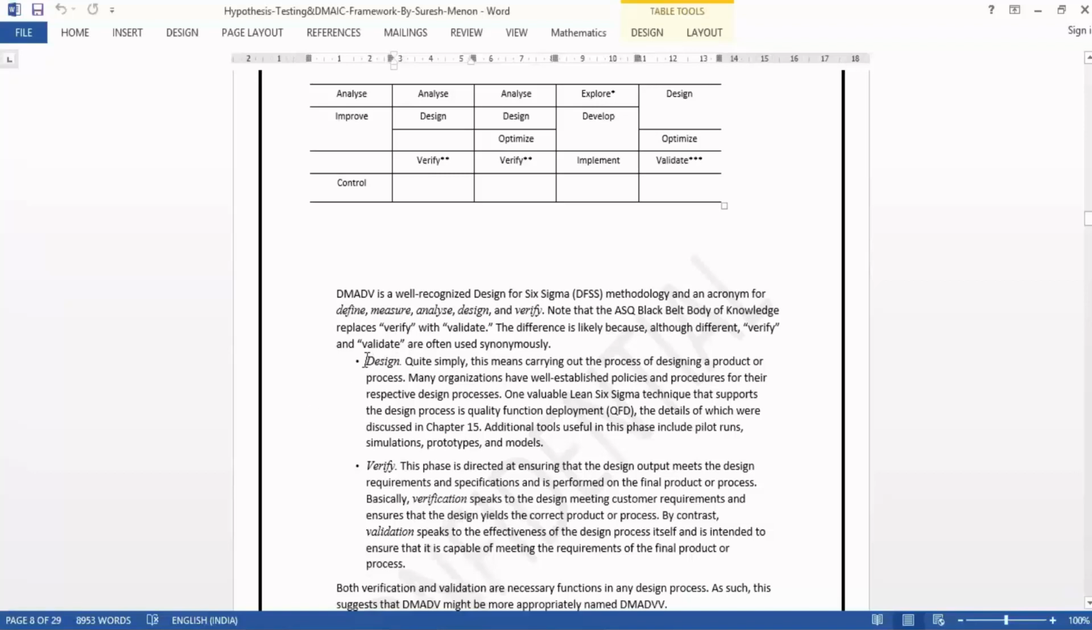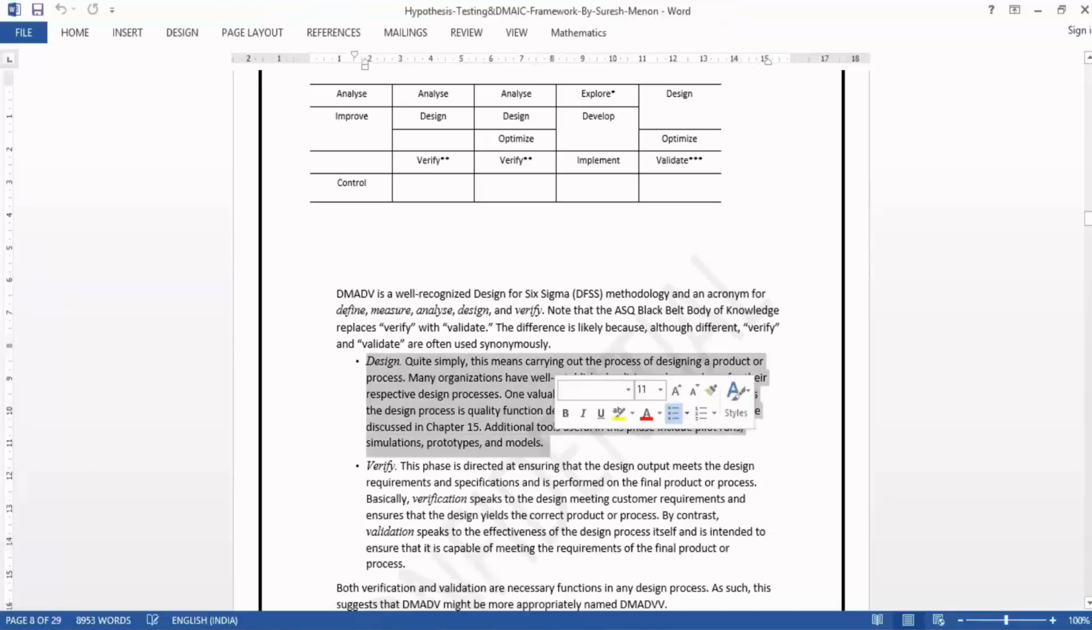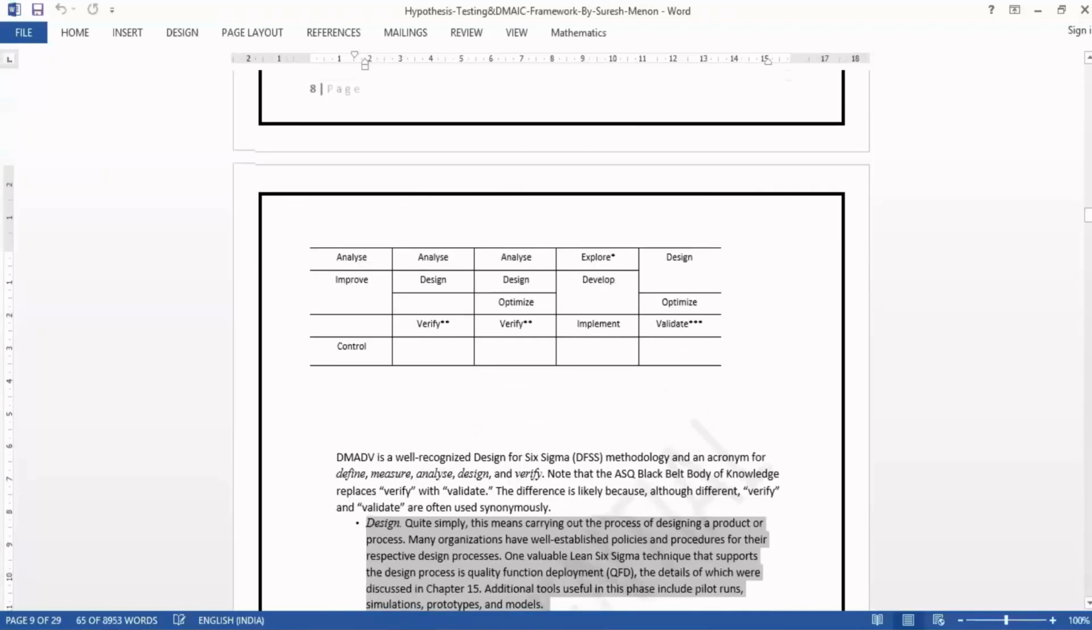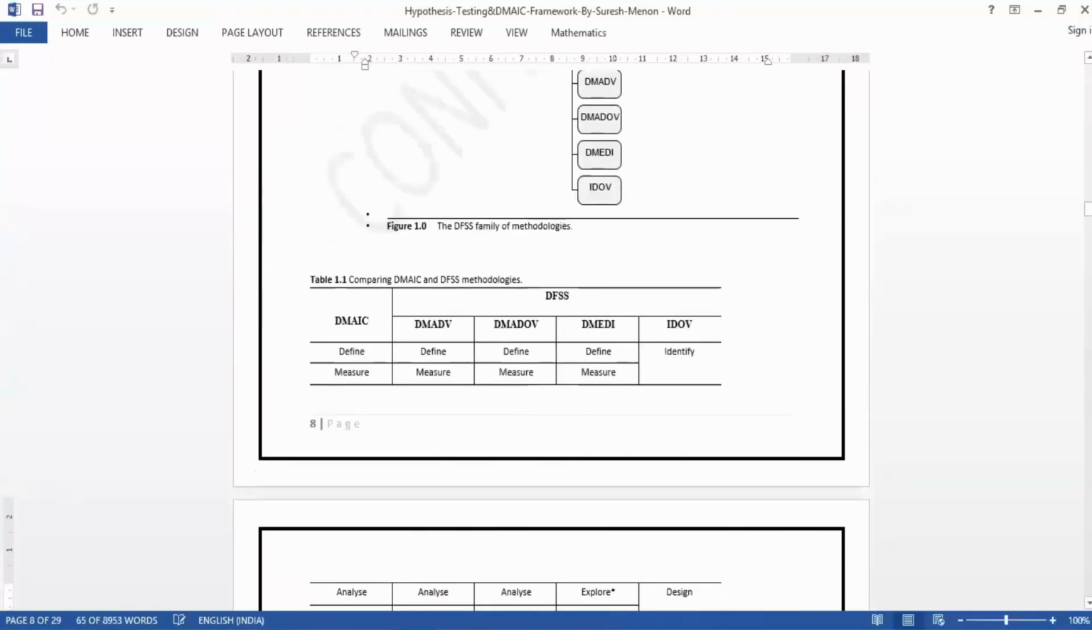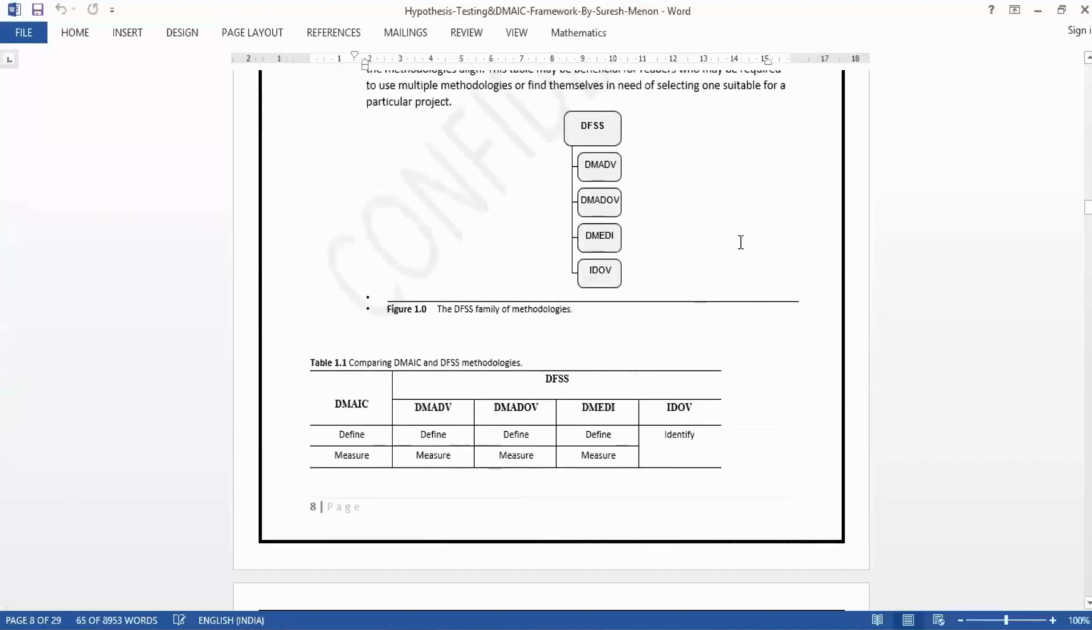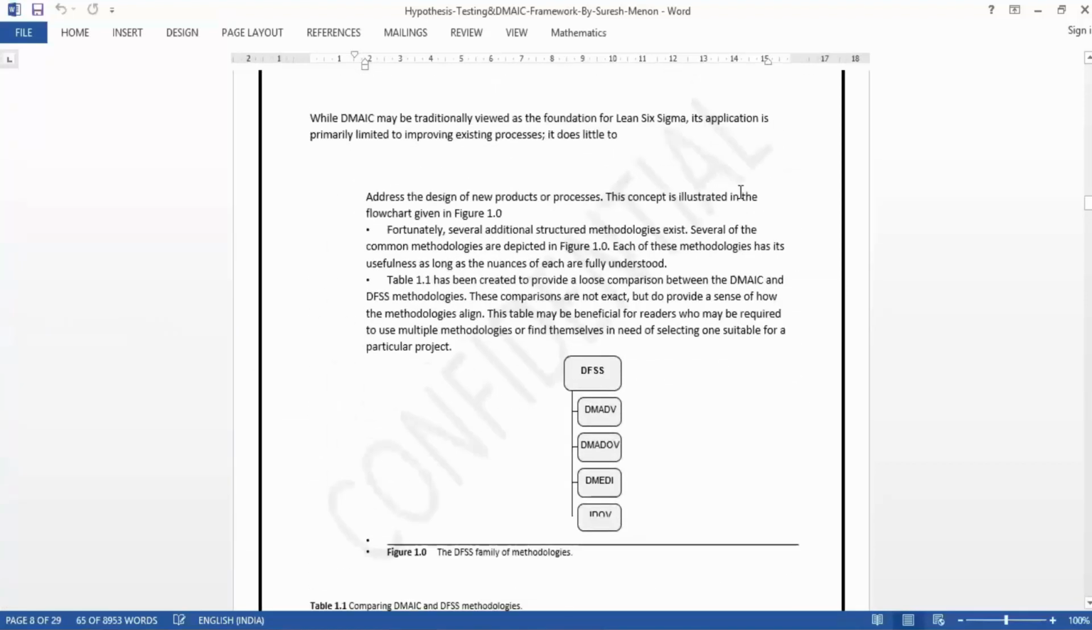What is design? See, it's given here. You have to just remember this. Design means carrying out the process of designing a product or process. Many organizations have well-established policies and procedures for their respective design processes. One valuable Lean Six Sigma process that supports the design process is quality function deployment, QFD. QFD is a template which I'll share with you. Okay, it's available.